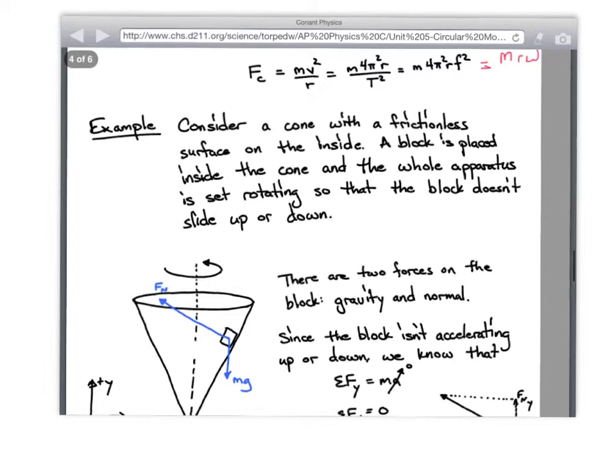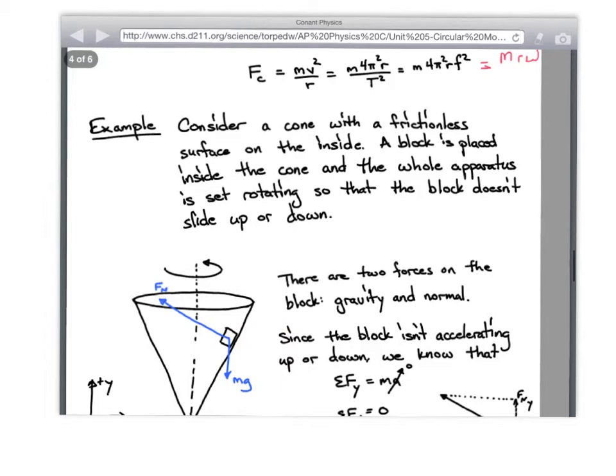Wait, hold on. Don't the ups have to balance the downs? They do. Okay, so you're saying that the mg down balances the up component of Fn, right? But if it's not moving anywhere, doesn't the lefts have to balance the rights? But it's moving in a circle. Doesn't there need to be a force to the right? No, because you're accelerating inwards.